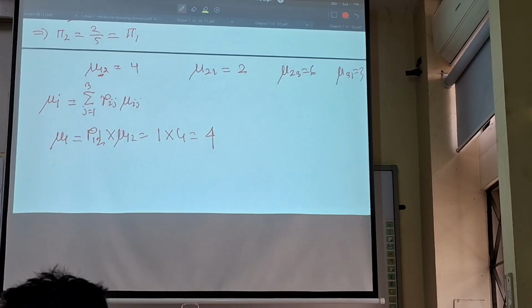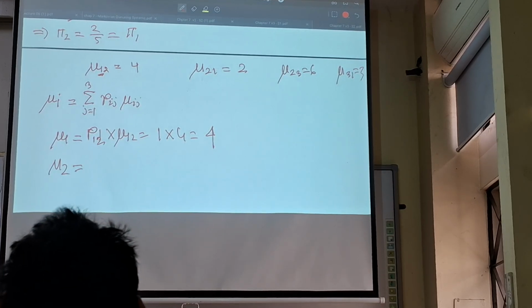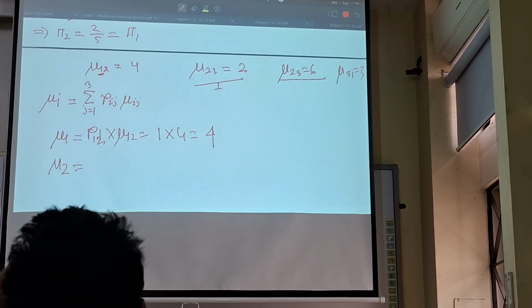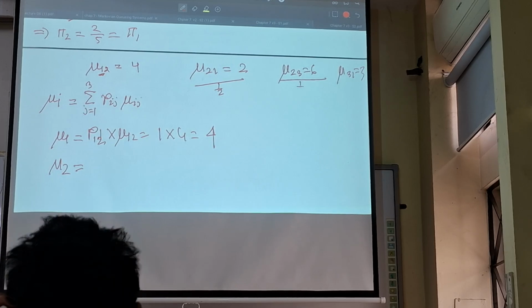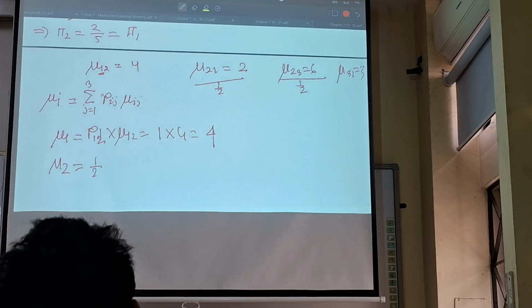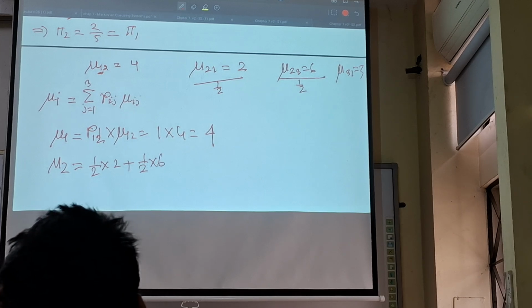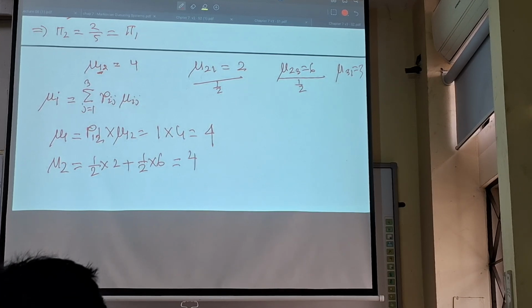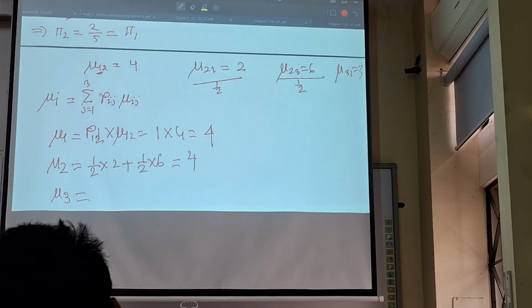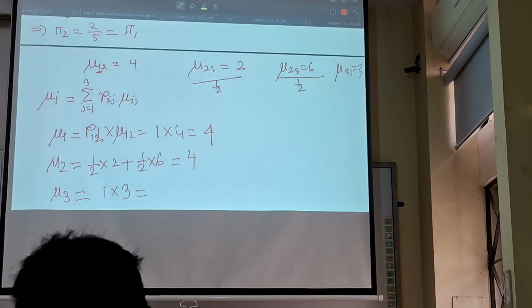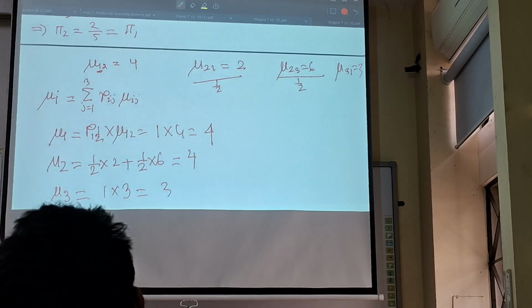Then mu 2 equal to, from state 2, we can go to 1 or we can go to 3. We can go to 1 with probability half, we can go to 3 with probability half. So it will be half into 2 plus half into 6, which will be 4. And mu 3 equal to 1 into 3 equal to 3, right?